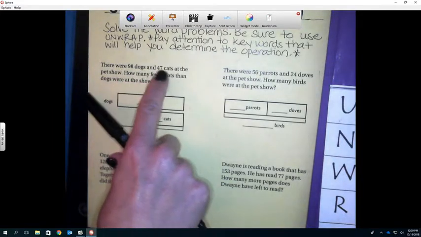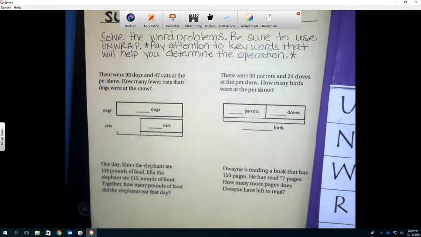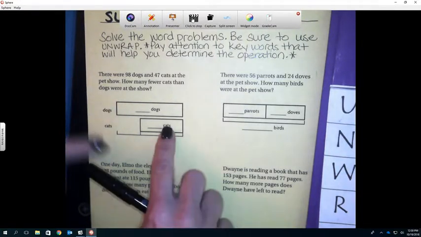Then I have a couple problems where they have to pull the information out and put into the bar model, and then they can solve for those. So there were 98 dogs and 47 cats at the pet show. How many fewer cats than dogs were at the show? So they're going to have the total of dogs, and they have to find how many fewer. Therefore, they're going to be looking for a missing part.